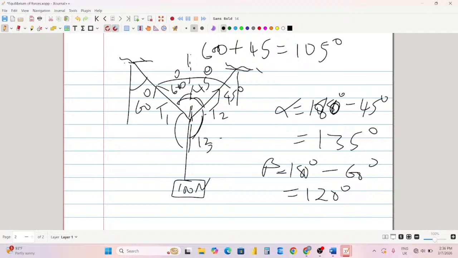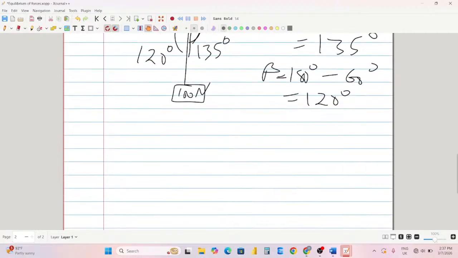That's 120. So having these three angles, this is 135 and this side is 120. Having these three angles, we can now use Lami's theorem. Lami's theorem again, for some of us that haven't gotten it yet.